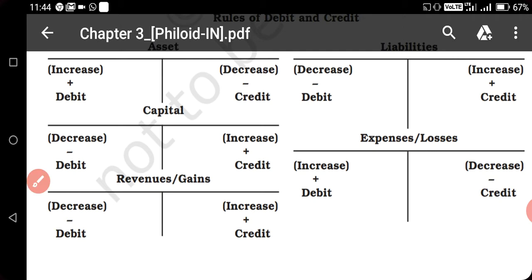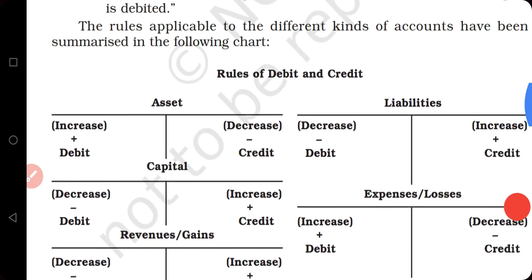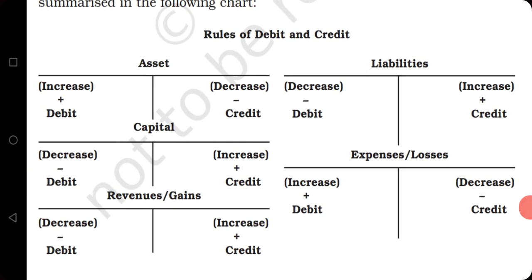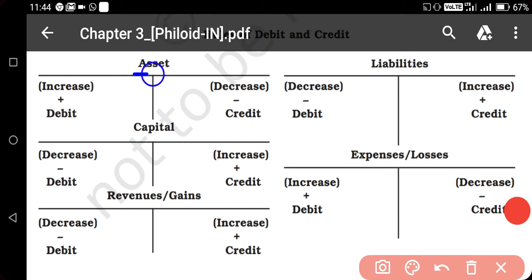See, first of all, we'll check the assets account. All assets, I tell you, every account has the T-shape account. This is the T-shape, like this line and this is the T-shape. The left side indicates the debit balance and the right side indicates the credit balance.